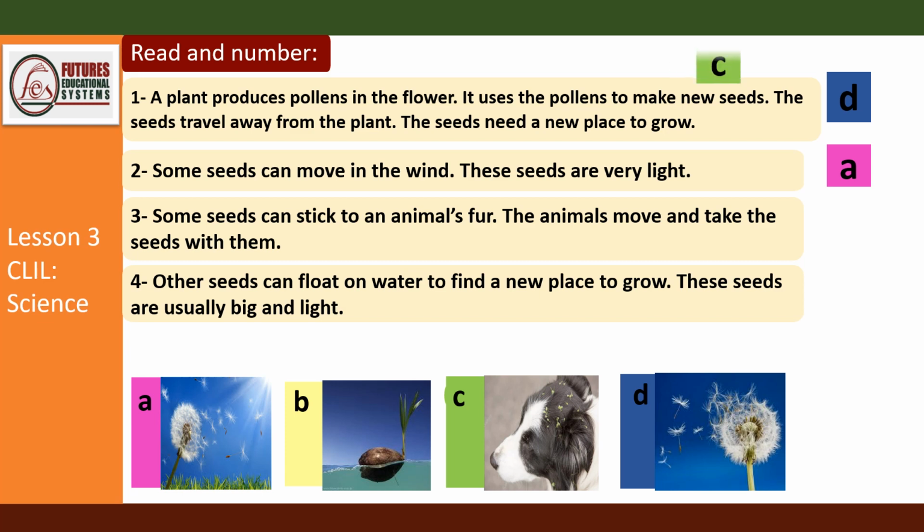And others can stick to an animal's fur. Can you see the dog? And we have some pollens on the hair of the dog. And the last one is the seeds that can float on the water. They are big, but they have to be light. They cannot be heavy.